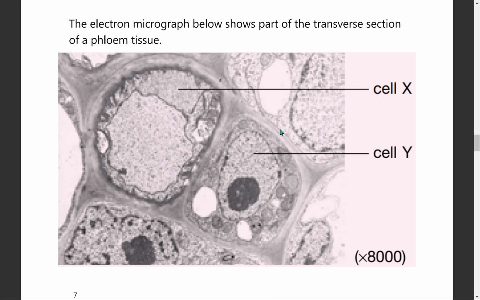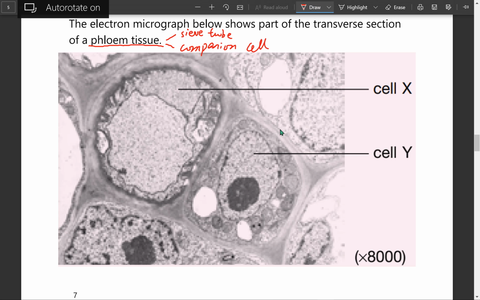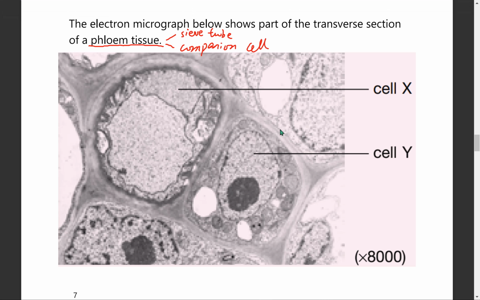Now, this electromicrograph shows part of the transverse section of a phloem tissue. Which means it is either the sieve tube or the companion cell. So determine by yourself, of cells X and Y, which one is the sieve tube and which one is the companion cell. And it's very simple, right? Based on this photograph, the most obvious difference is the presence of this organelle. So what is this organelle?